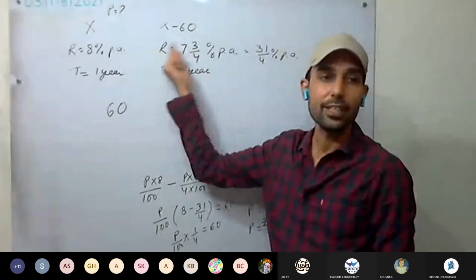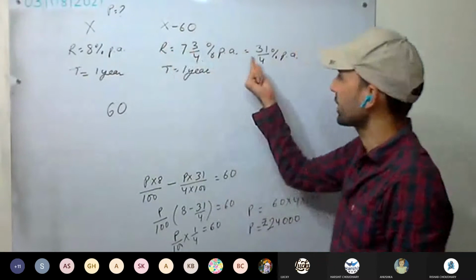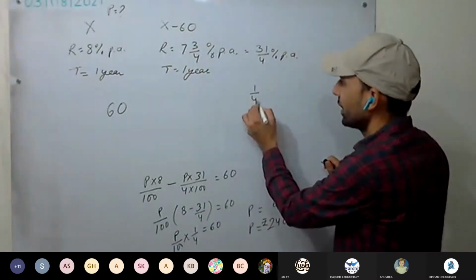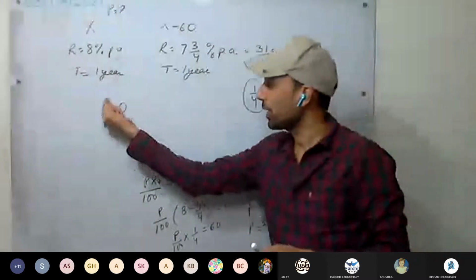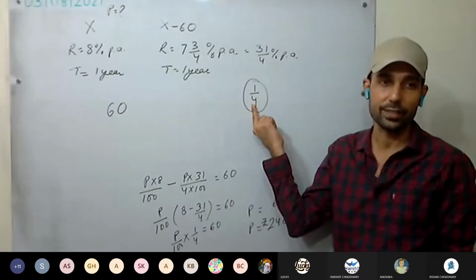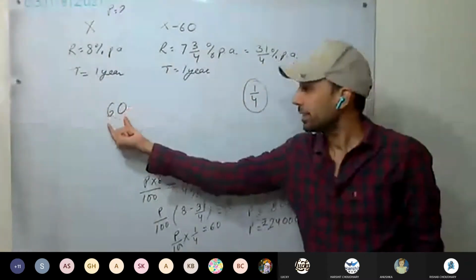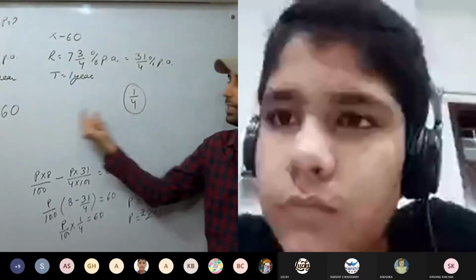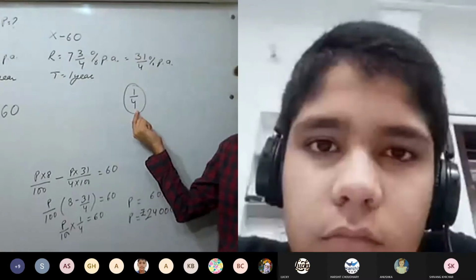Change in rate, decrease in rate. So how much has the rate decreased? 8 minus 7, 3 by 4. It is 1 by 4. So see here, the decrease in the income by rupees 60 is because of decrease in the rate of interest by 1 by 4%. This interest of rupees 60 is because of 1 by 4% rate.